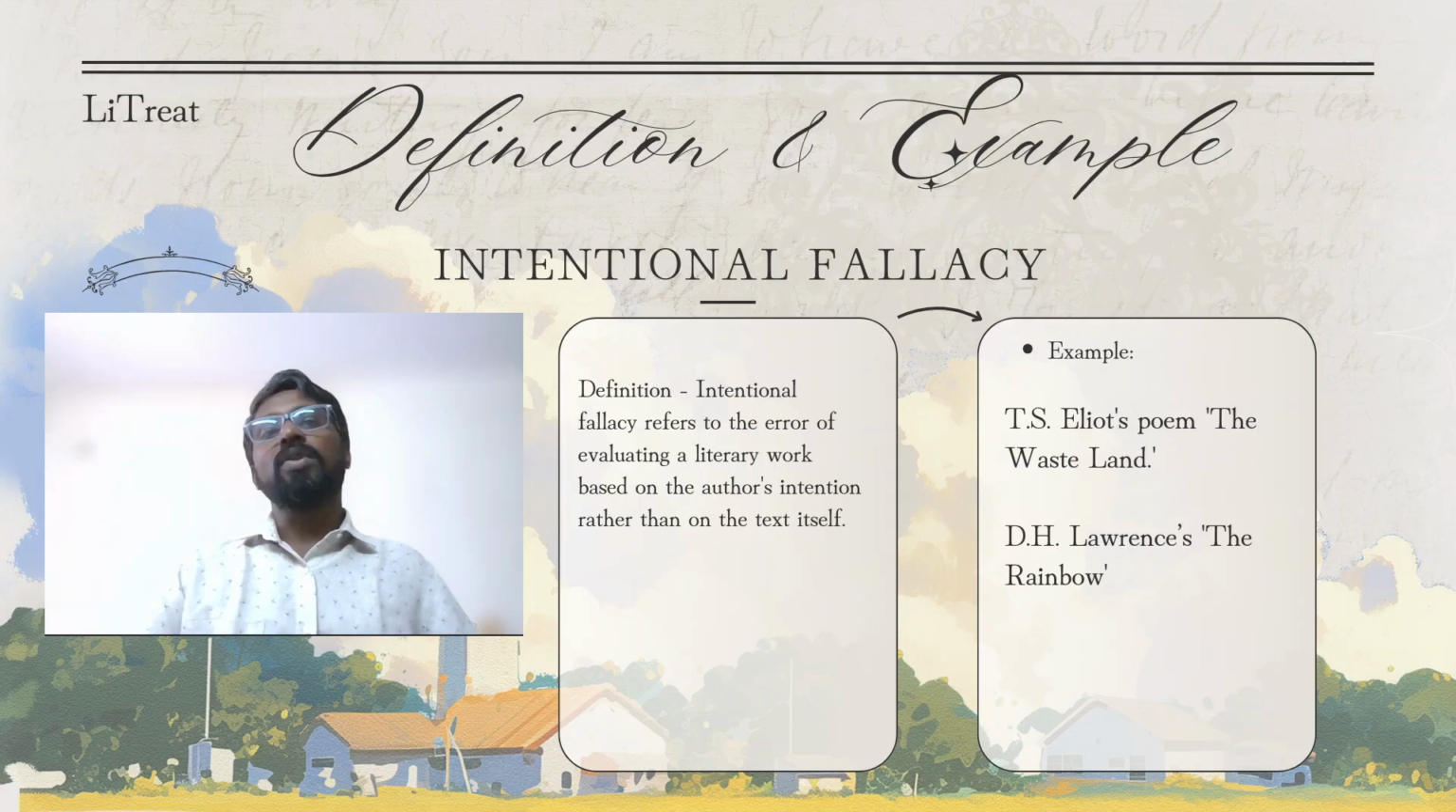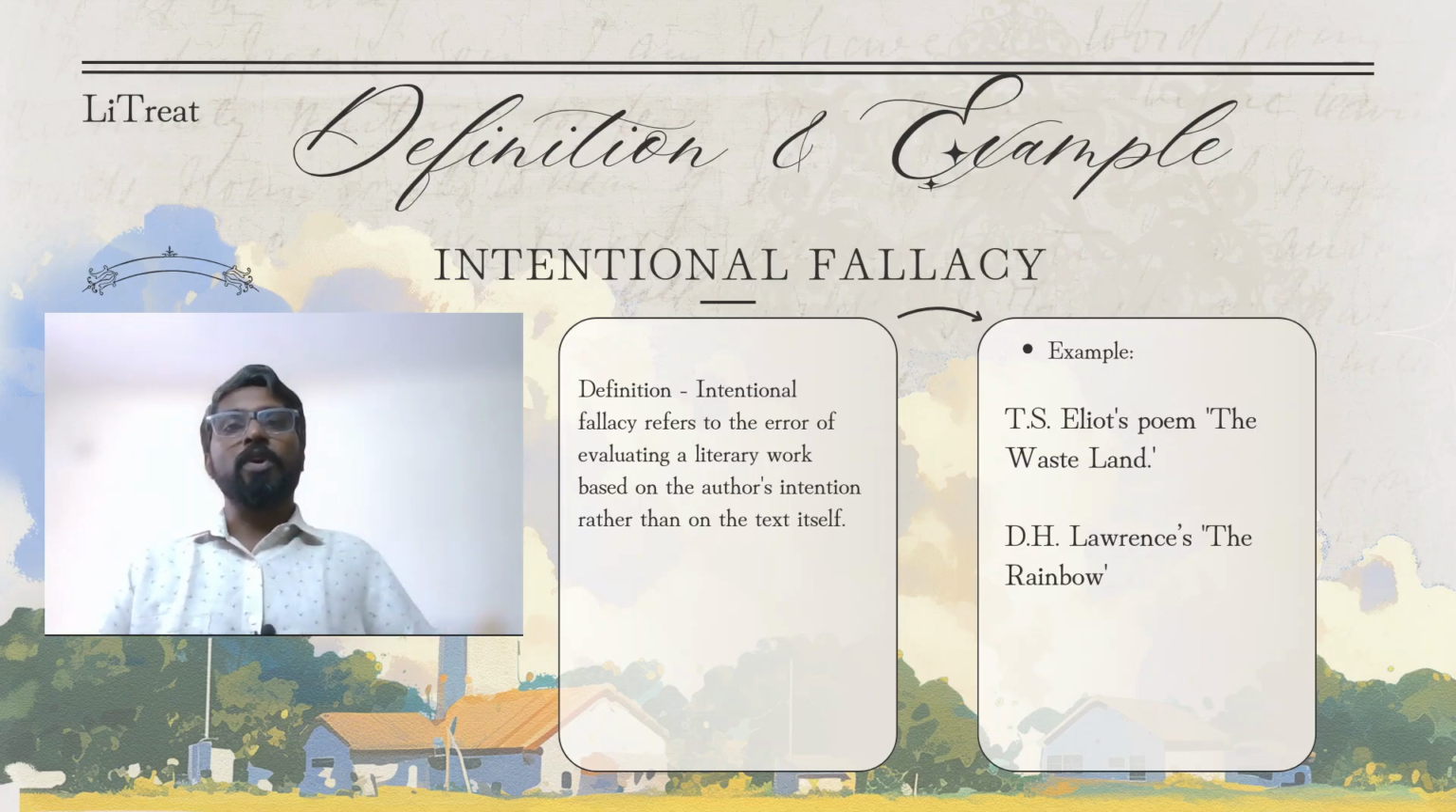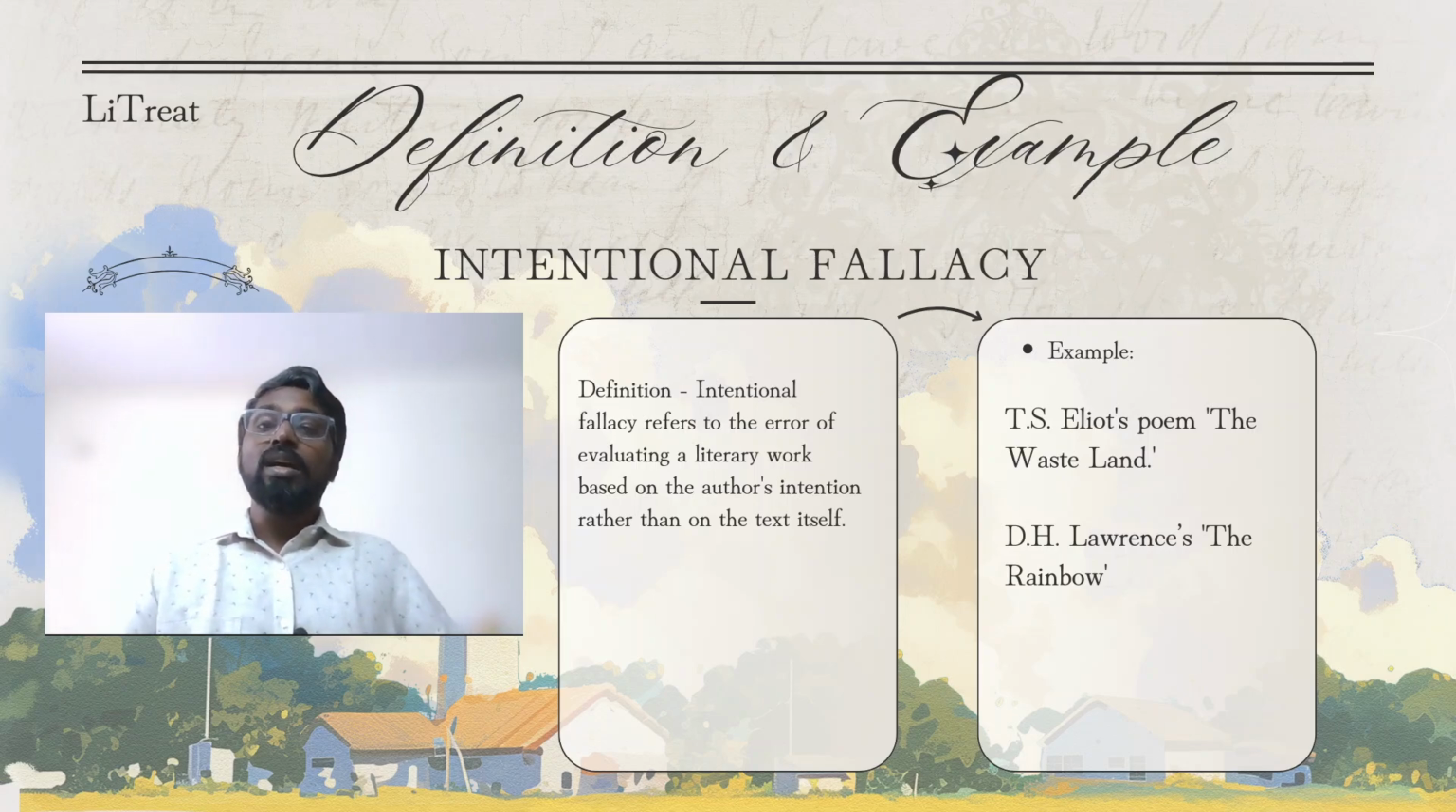Let's explore how intentional fallacy has influenced literary criticism and interpretation. Consider T.S. Eliot's poem, The Waste Land. Before the publication of Eliot's own notes explaining his references and intentions, new critics argued the poem should be interpreted based solely on its text. When Eliot later provided his explanatory notes, critics like Wimsatt and Beardsley would consider it fallacious to privilege these authorial explanations over interpretations derived from the poem itself.